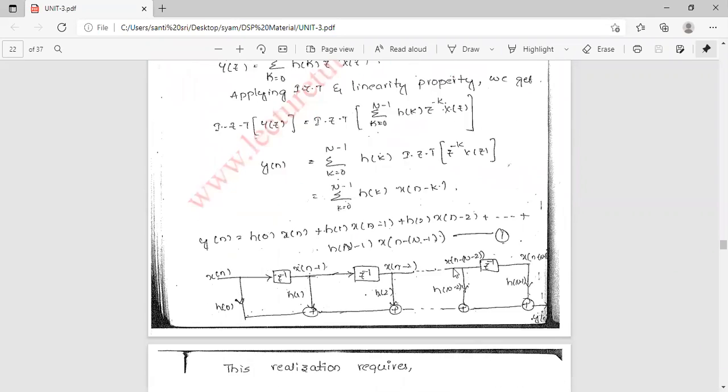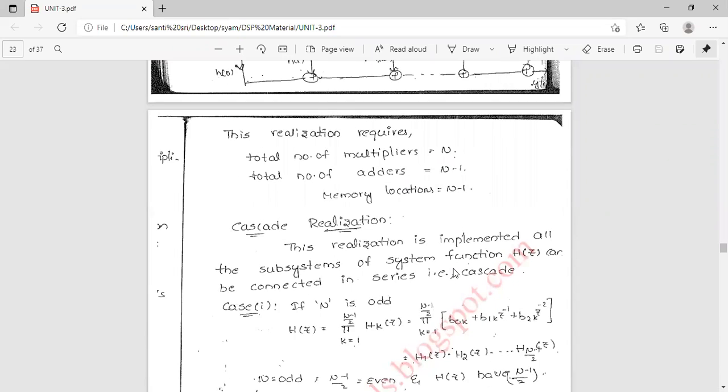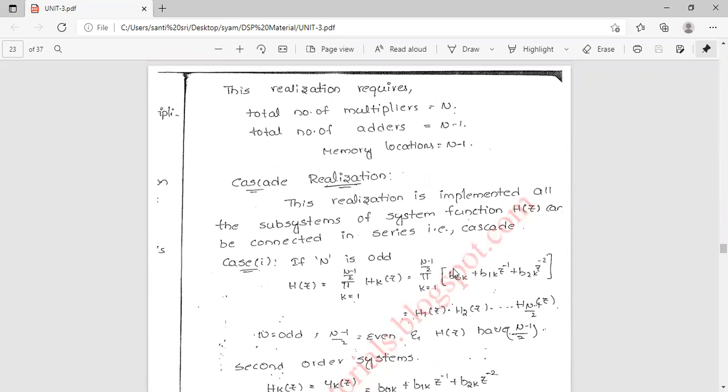So the next technique is the cascade realization technique. What is that? In this realization, all the subsystems of the system function h of z are connected in series, that is, cascaded one by one. The output of the first one is connected to the input of the second one. Similarly, the second stage output is connected to the input of the third stage. The third stage output is connected to the input of the fourth. That is the cascaded manner.